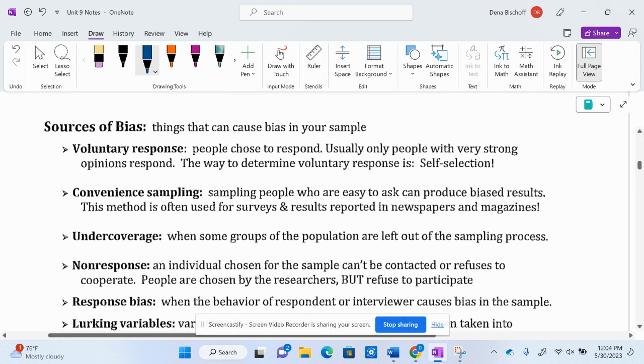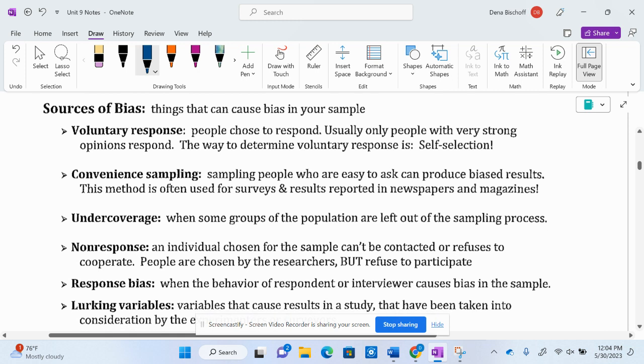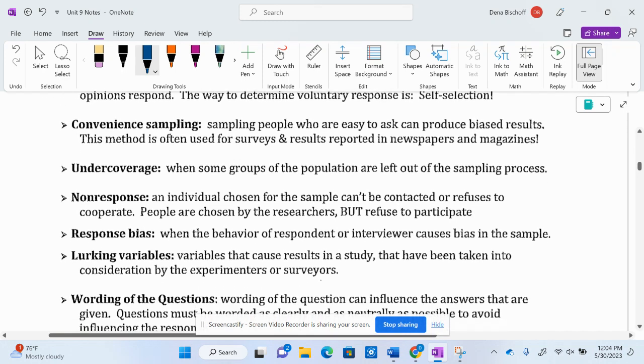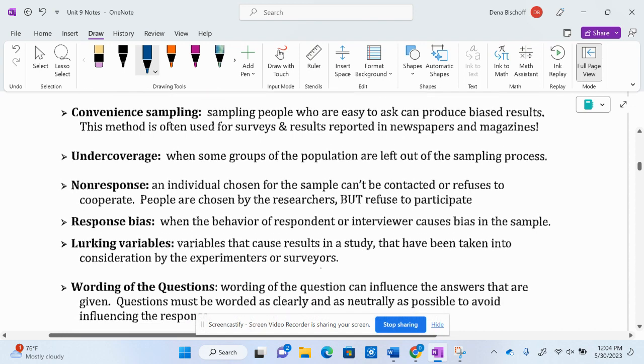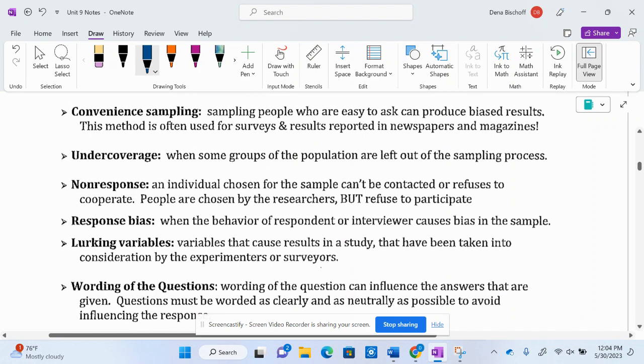Convenient sampling. Sampling people who are easy to ask can produce biased results. This method is often used for surveys and results reported in newspapers and magazines. Like, I'm going to do a survey of only the people that subscribe to my magazine or my newspaper. Is that really an authentic survey? No. Okay. Undercoverage is when some groups of the population are left out of the sampling process. I want to do a survey on women's wages, but I'm only going to ask men, right?